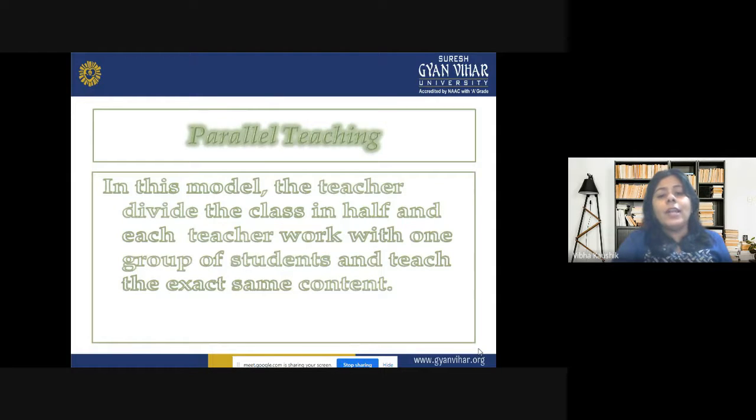Now, parallel teaching. In this model, the teachers divide the class in half and each teacher works with one group of students and teaches the exact same content. Means in parallel teaching, the class is divided into two equal halves and each teacher works with one group of students and teaches exactly the same content.